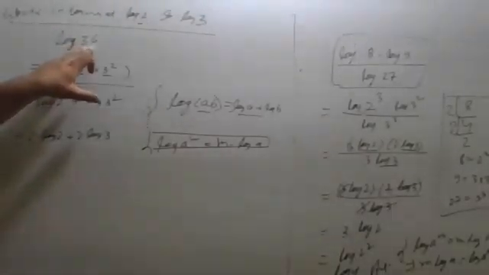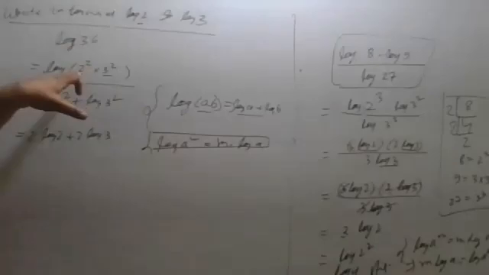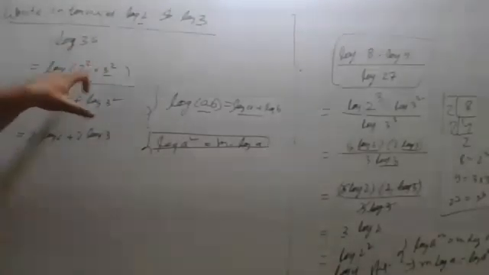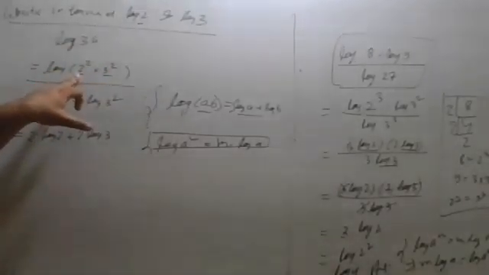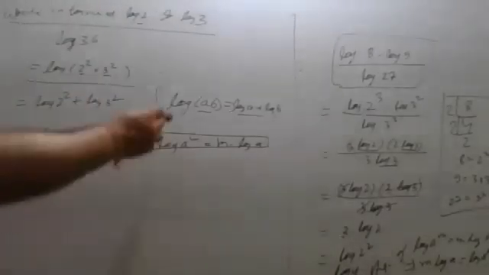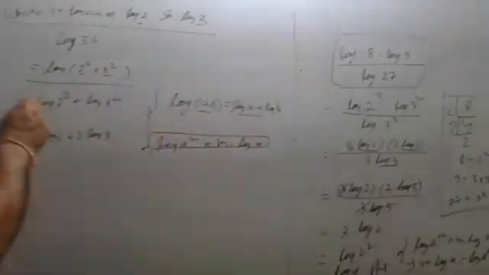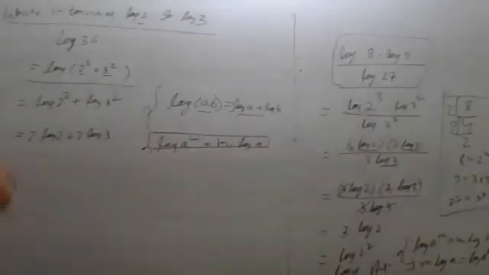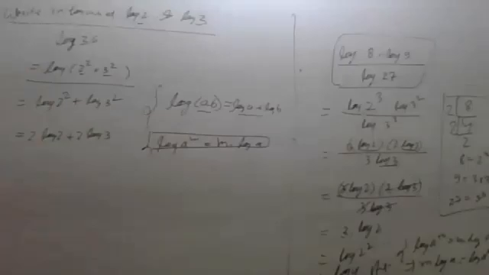First, factorize this. So it is log of 2 square into 3 square. Then this is A, where A equals 2 square and B equals 3 square. Then use the formula log AB equals log A plus log B. That is log 2 square plus log 3 square. Now use the formula log A to the power n equals n log A. So it becomes 2 log 2 plus 2 log 3. Is that clear to everyone?